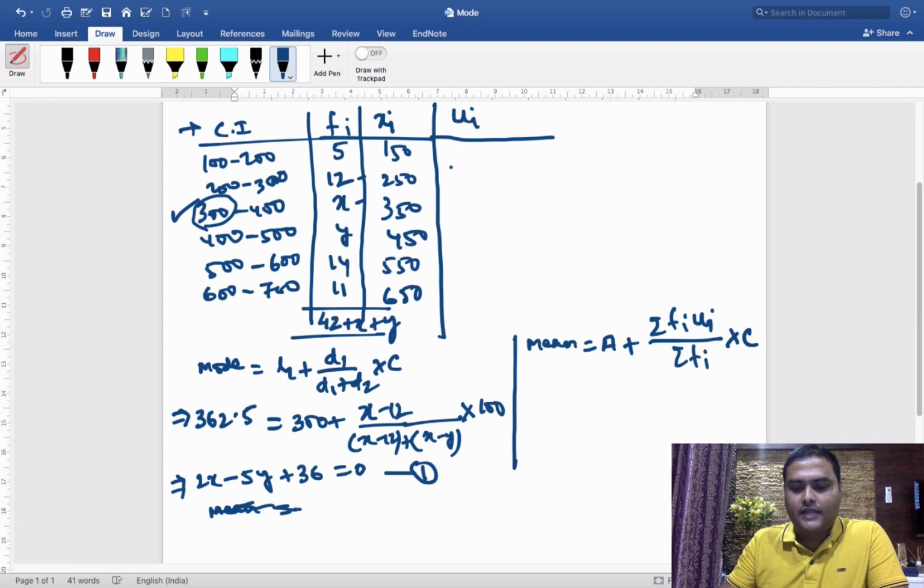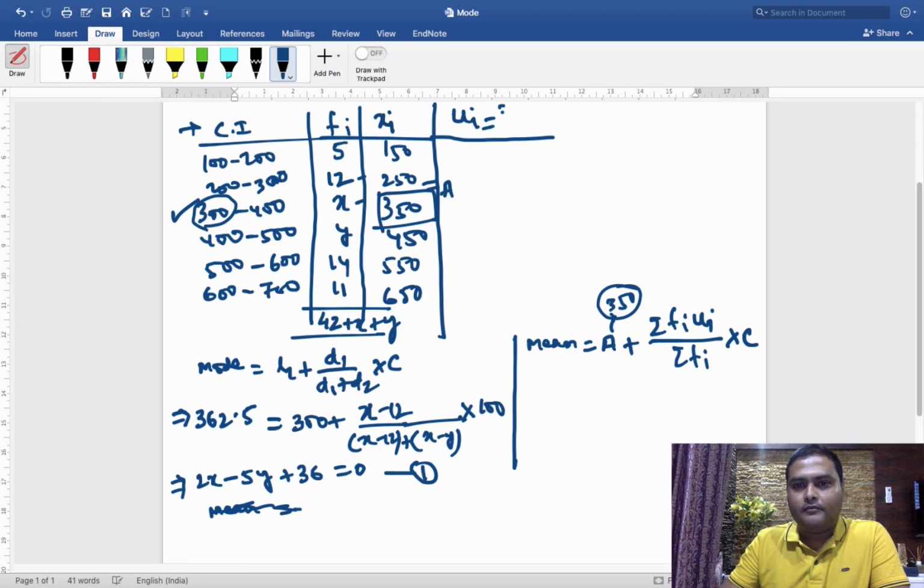So ui in this case is... let's say I'm assuming 350 is the assumed mean. So here I am considering 350, right? So in this case, u is nothing but xi minus assumed mean divided by c, correct? So xi is 150 minus assumed mean 350 divided by c, which is 100. So this is minus 200 by 100, so minus 2. That's it. We do not need to calculate anything.